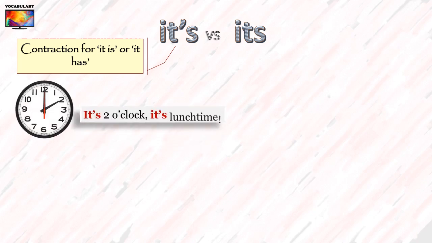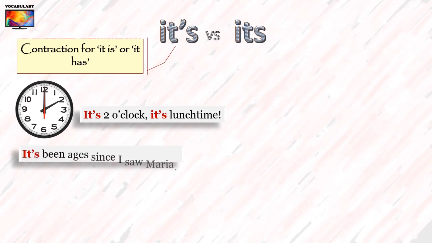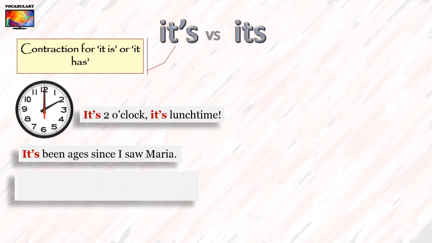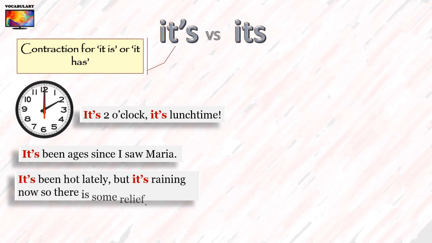It's lunchtime. Try and substitute. It is 2 o'clock. It is lunchtime. Correct. So we use it apostrophe s. It's been ages since I saw Maria. Read, it has been ages since I saw Maria. So we use it apostrophe s here as well. It's been hot lately, but it's raining now, so there is some relief. Try and substitute.